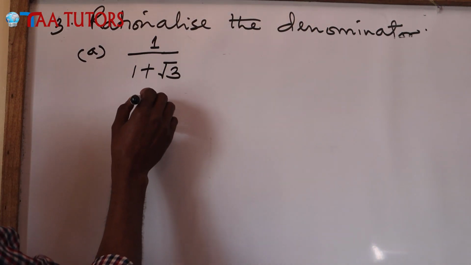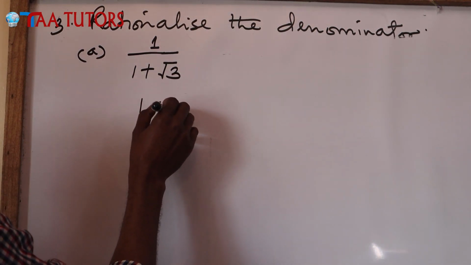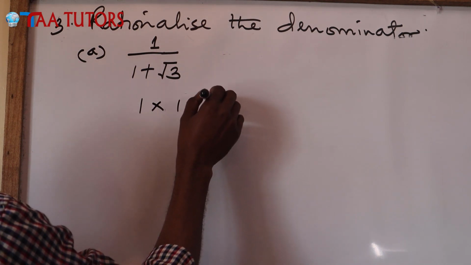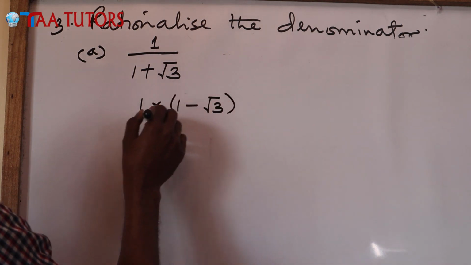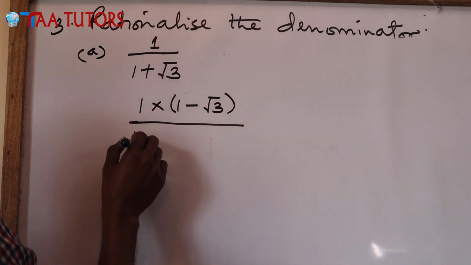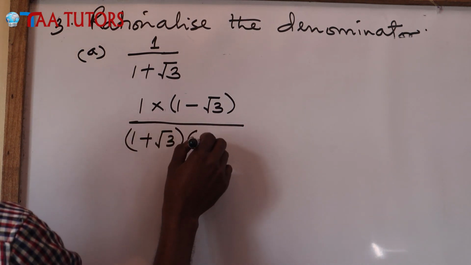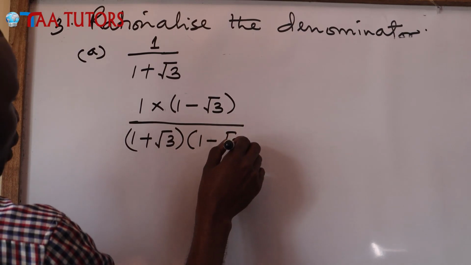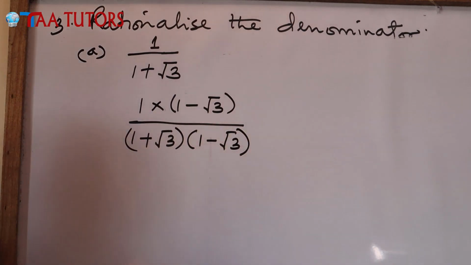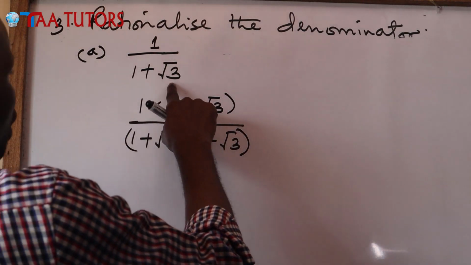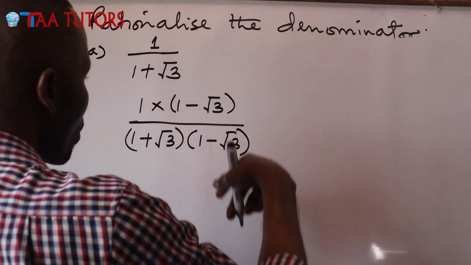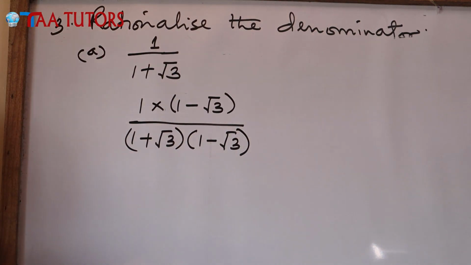So we are going to say 1 times (1 minus √3) over (1 plus √3) into (1 minus √3). We said that you take the conjugate, and the conjugate you identify as 1 minus √3, you multiply the numerator by it, and also you multiply the denominator by that number.